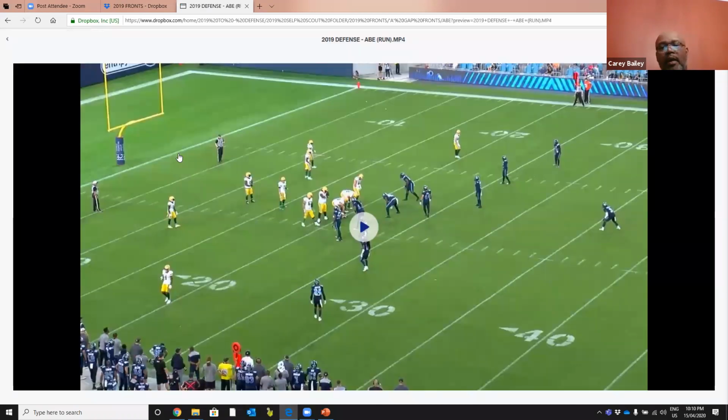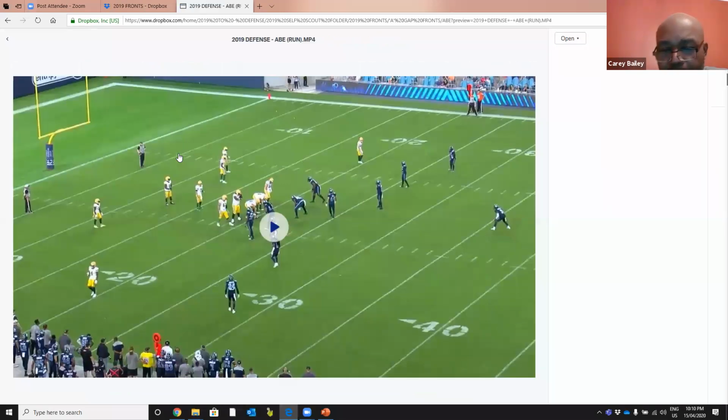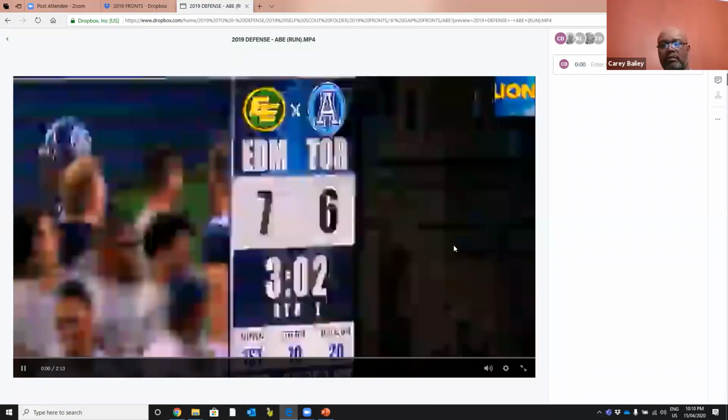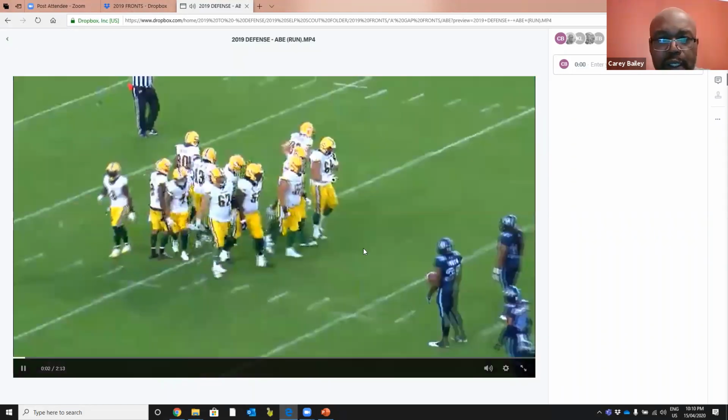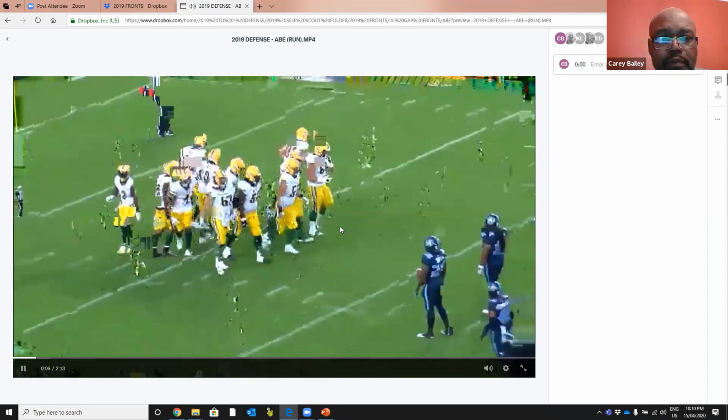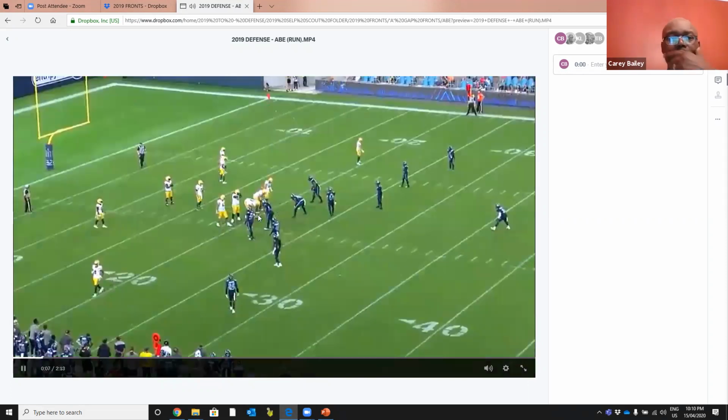Now, this is something we called ABE, and basically it was an A-B exchange between the tackles. Everybody else is playing regular technique, but what we did, here we go. It's gonna be a little blurry for a second. There we go, now it cleans up. But what we did was this. Between the defensive tackles, they would actually exchange gaps on flow. So here's what would happen.